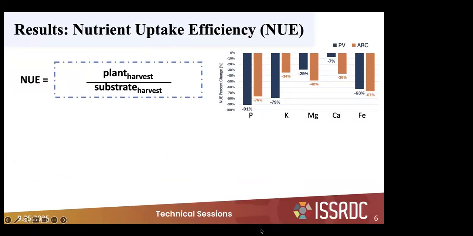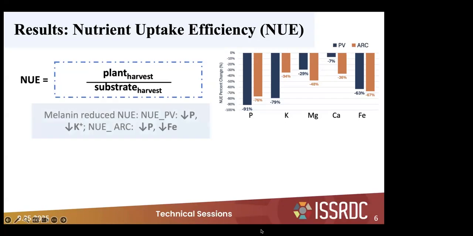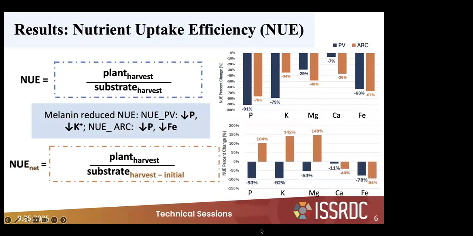Second, in terms of nutrient uptake, melanin reduced overall efficiency, likely because nutrients stayed bound in the substrate. But in arsenite, melanin promoted higher capture of phosphorus, potassium, and magnesium from fertilizer, even while limiting iron uptake, which may help manage astronaut iron overload.